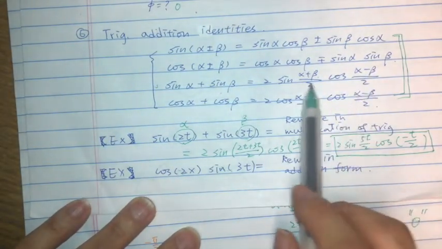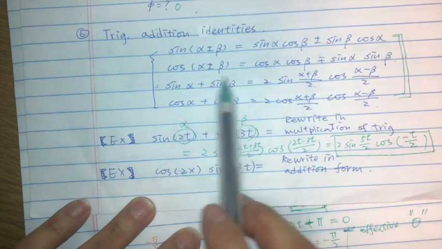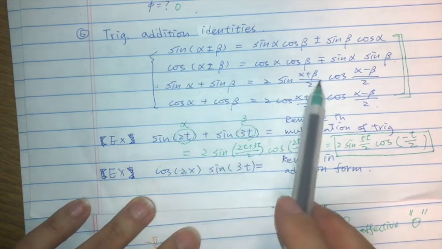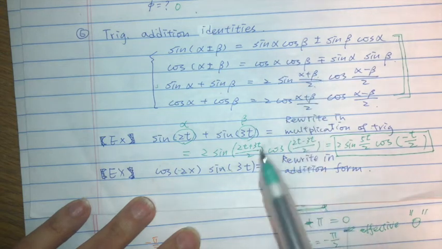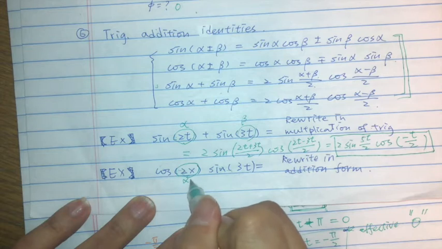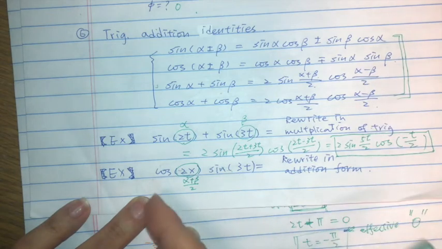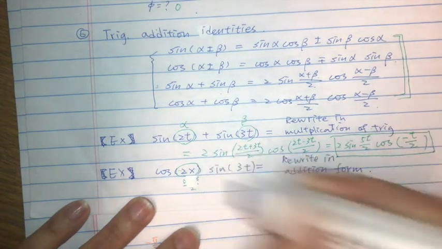I'll probably go with this one first because it seems very straightforward. It's multiplication equals addition. So I'll go with this one. Now I know that 2x is alpha plus beta over 2 in this identity. Oh, sorry, minus in this case.